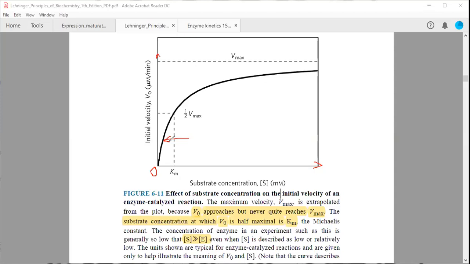What will happen when all the enzymes are saturated with substrate? Then you can assume there is only a small increase with increased substrate. So here you can write this is a first order reaction, first order.